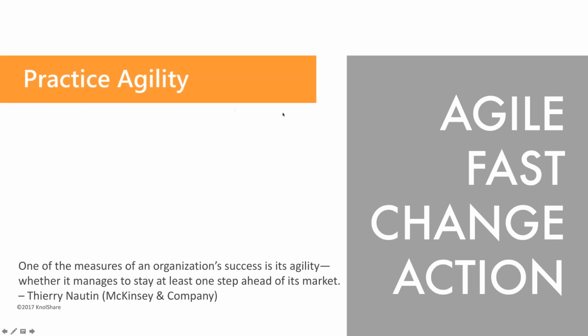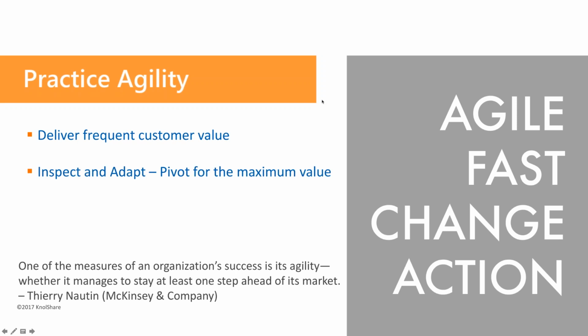So what are we really looking at? People who practice agility demonstrate some of the following abilities. They deliver frequent customer value. They inspect and adapt, or pivot, for the maximum value, and they minimize waste. They try to use every opportunity as a gain and support collaboration and innovation throughout the organization, where teams and cross-functional teams are able to work well together.